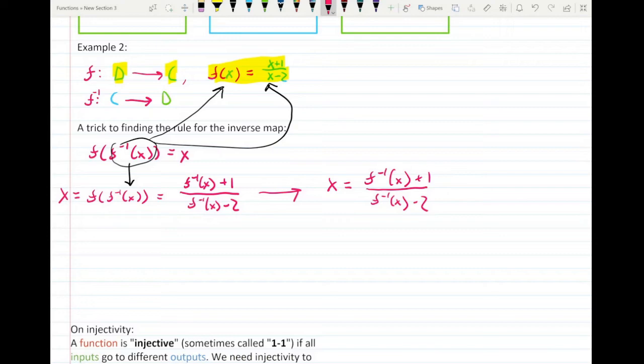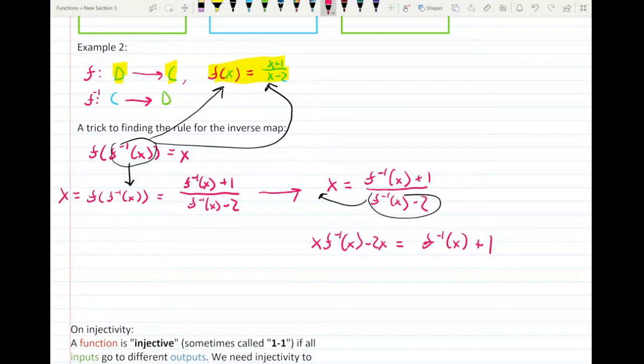What that looks like for this particular example is we're going to multiply out the denominator and bring it over here. So that gives us x times f inverse of x minus 2x equals f inverse of x plus 1.